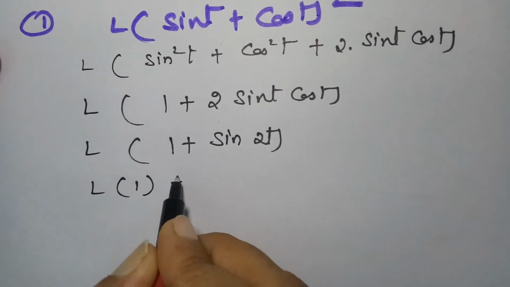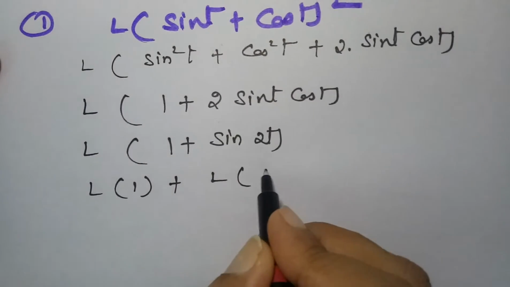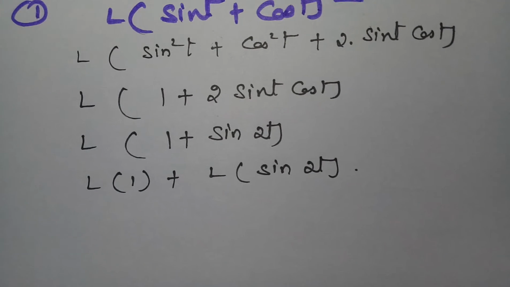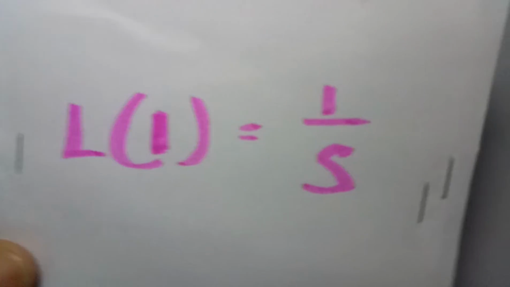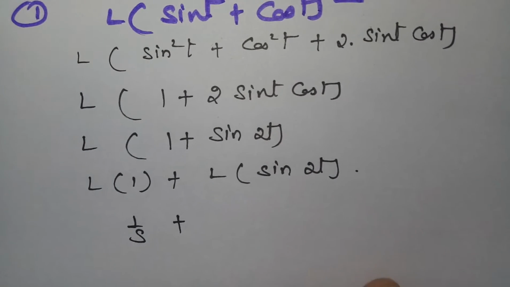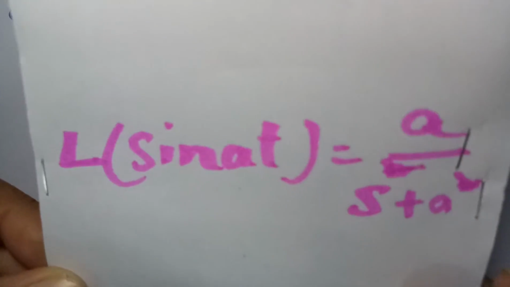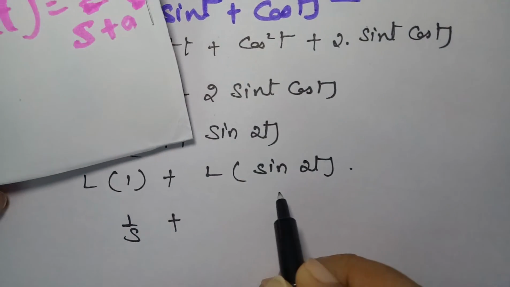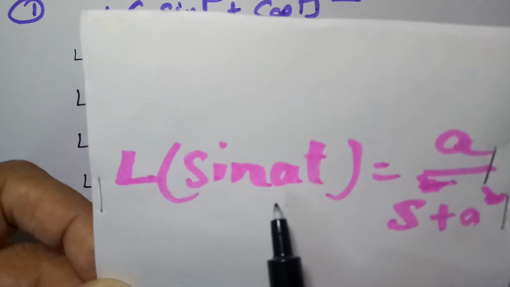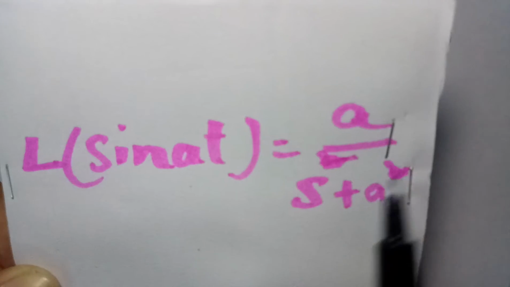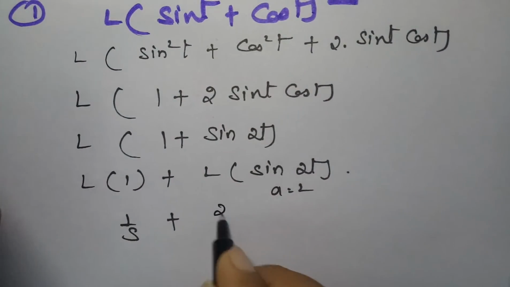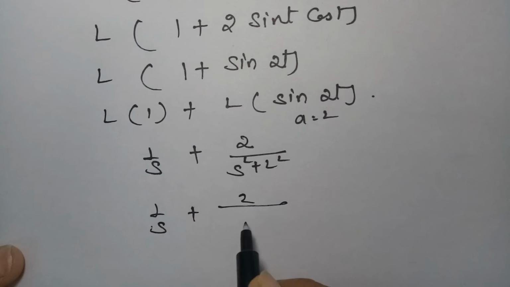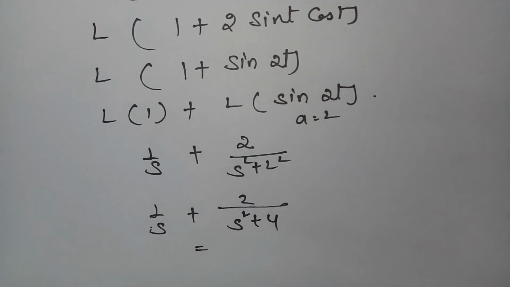I'll split the Laplace transformation to each and every term, that is Laplace transformation of 1 and Laplace transformation of sin 2t. Then what is Laplace transformation of 1? Laplace transformation of 1 is 1 by s. So this is 1 by s plus, what is Laplace transformation of sin 2t? Generally the Laplace transformation of sin at is a by s square plus a square. Here what is the value of a? It is 2. In place of a I have to write 2, that is 2 by s square plus 2 square. The answer is 1 by s plus 2 by s square plus 4. So this is very easy.